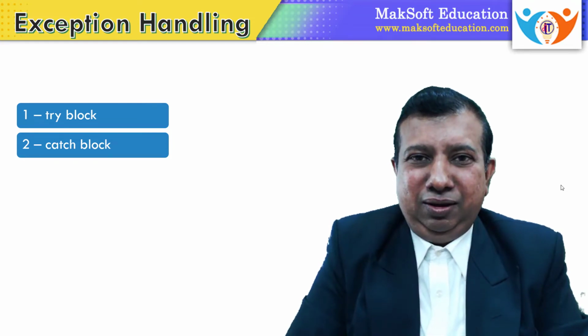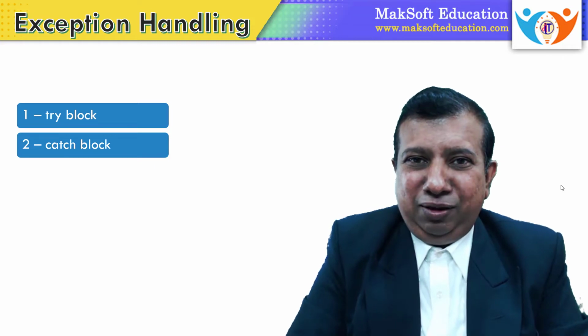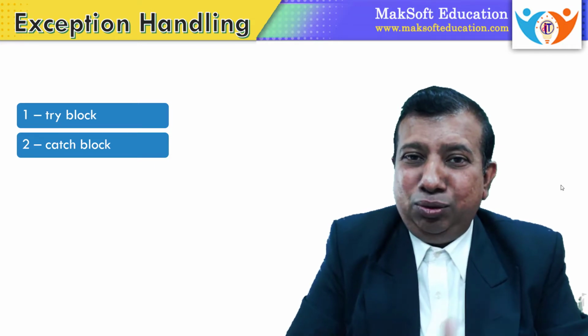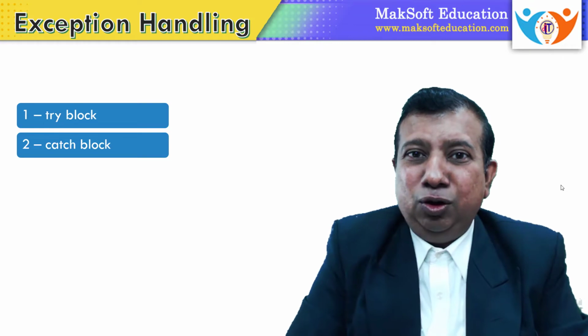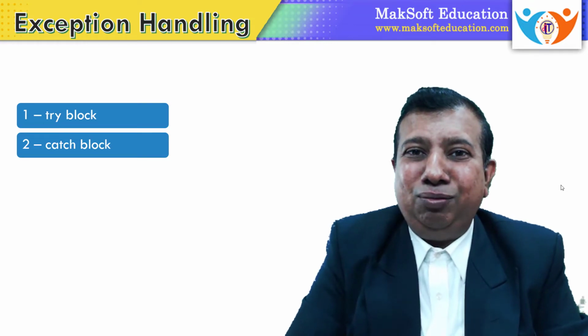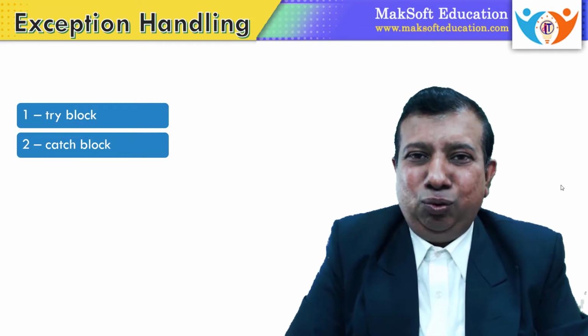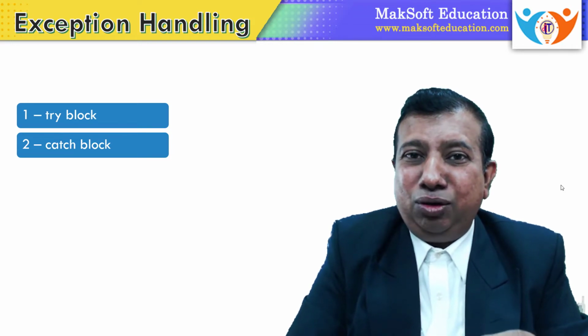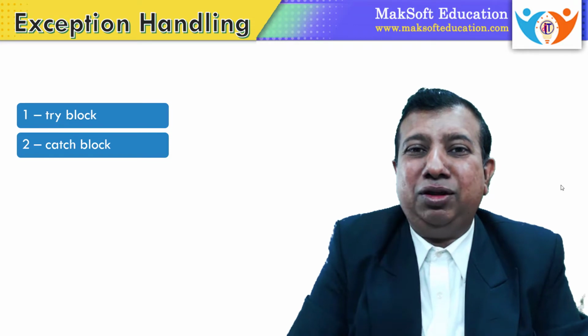In any case, you can see neither can you give the guarantee of execution of try block nor can you give the guarantee of execution of catch blocks. So when the try block executes, a catch block cannot execute, and when any catch block executes, that means the try block is not executed completely.